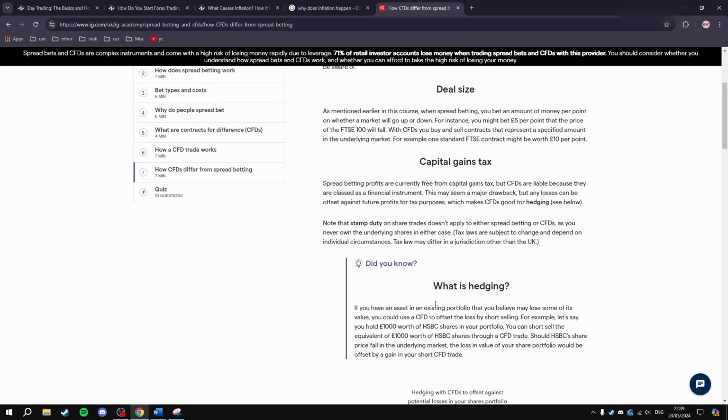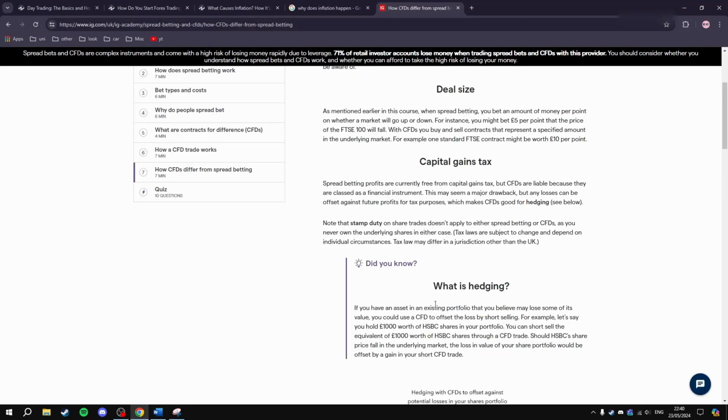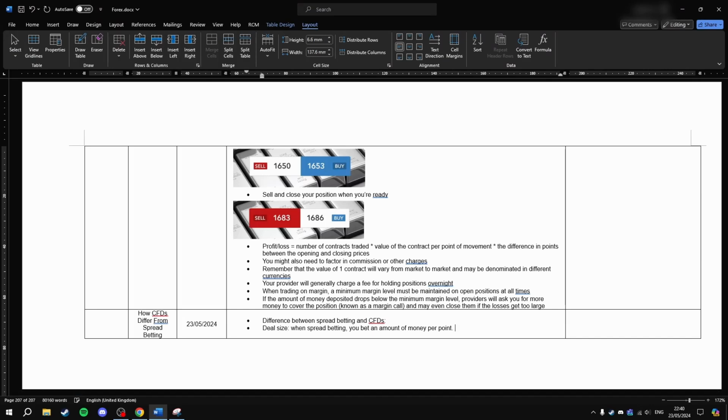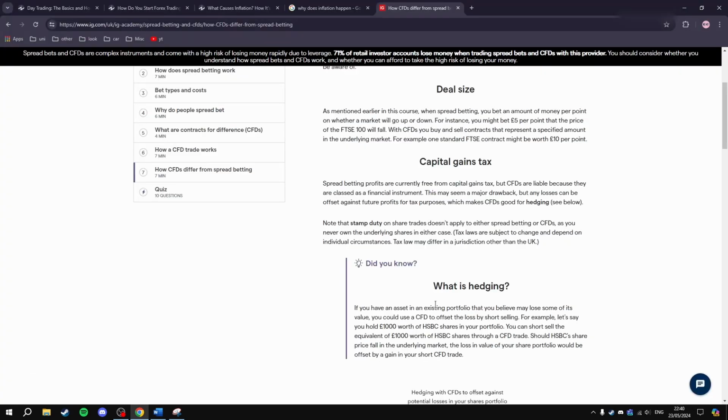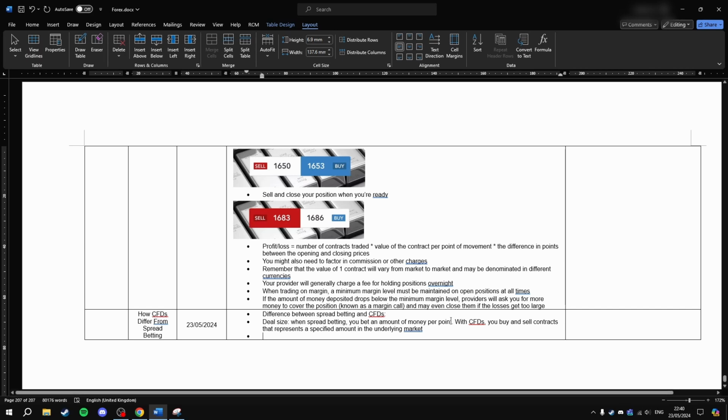When spread betting, you bet an amount of money per point. With CFDs, you buy and sell contracts that represent a specified amount in the underlying market per point of market price movement.